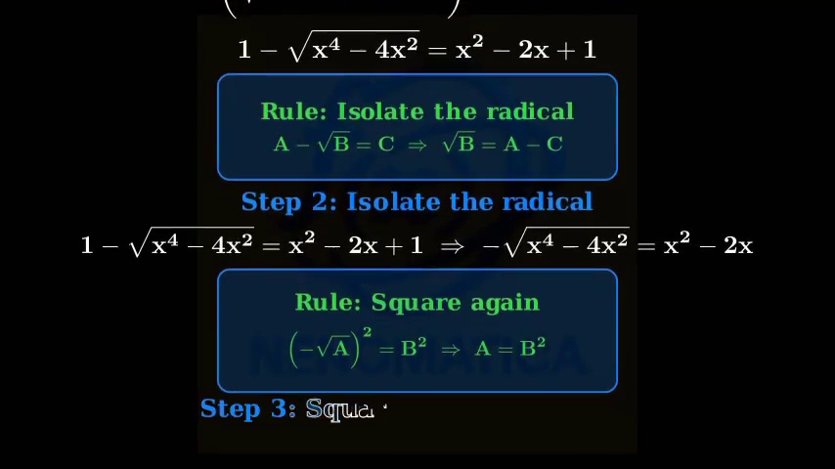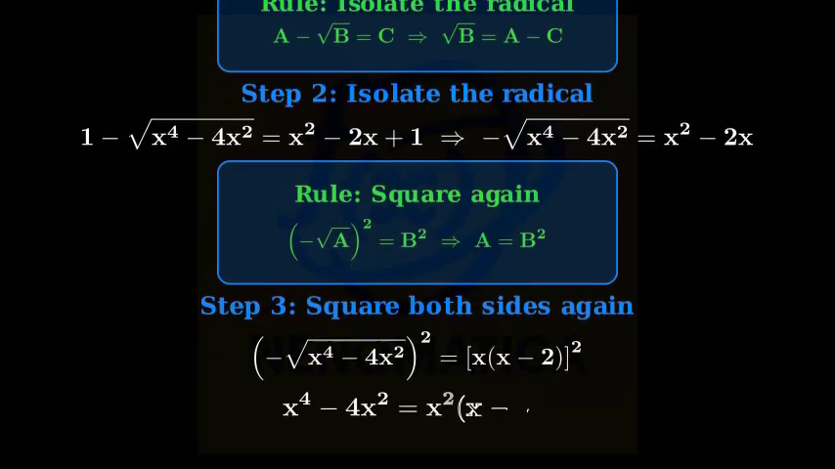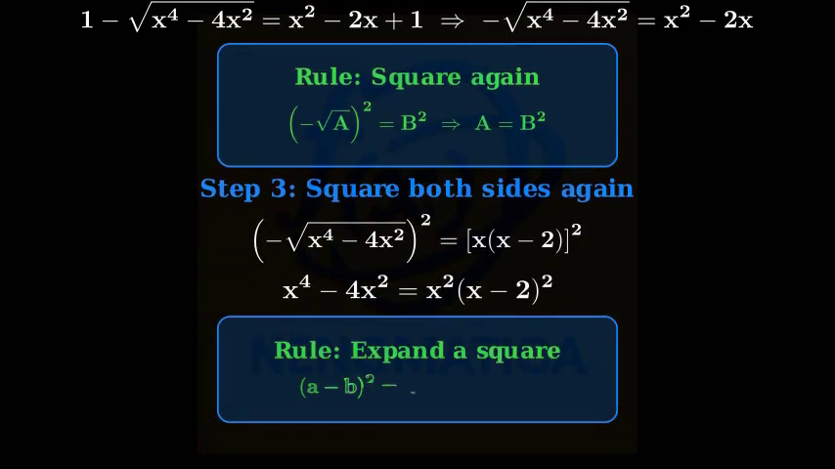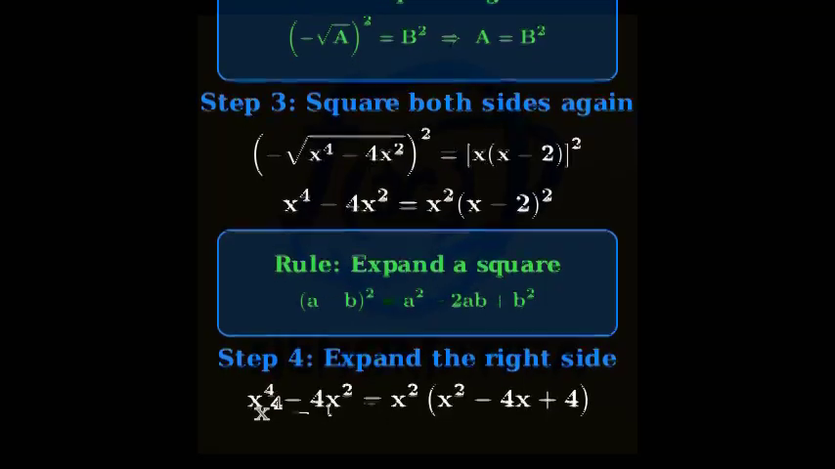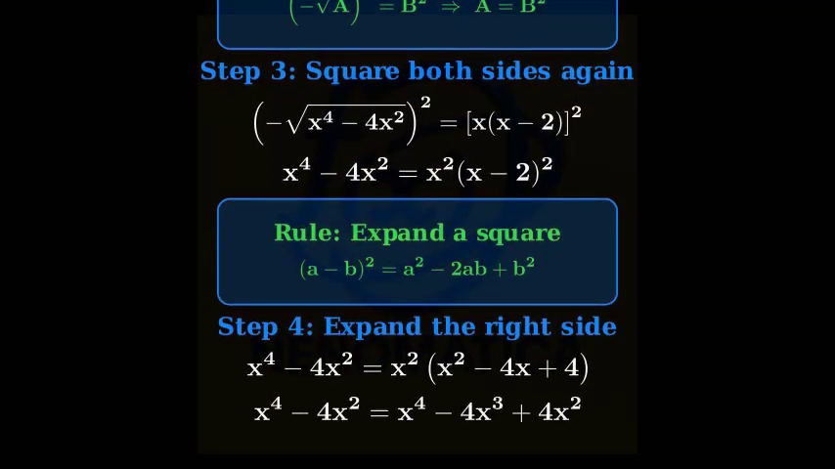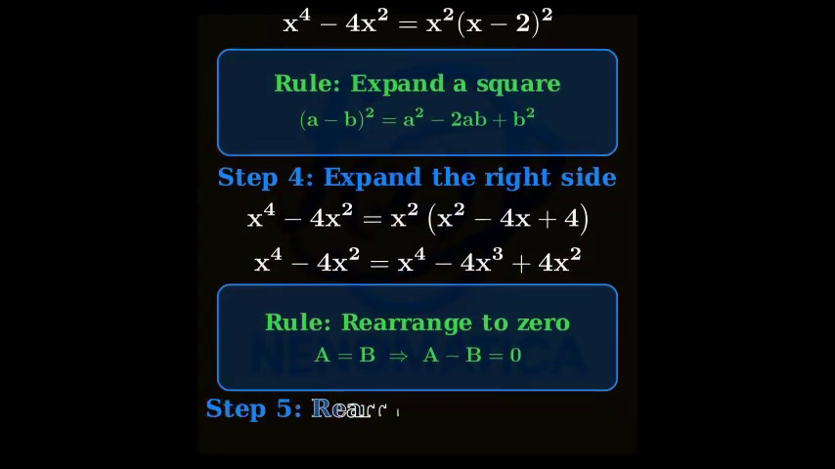Step 3. Square both sides again to eliminate the inner square root. If negative square root of a equals b, then a equals b squared. We get x to the fourth minus 4x squared equals x squared times x minus 2 quantity squared. Step 4. Expand the square. We use the identity a minus b squared equals a squared minus 2ab plus b squared. So x squared times x minus 2 quantity squared becomes x squared times x squared minus 4x plus 4, and then equals x to the fourth minus 4x cubed plus 4x squared.